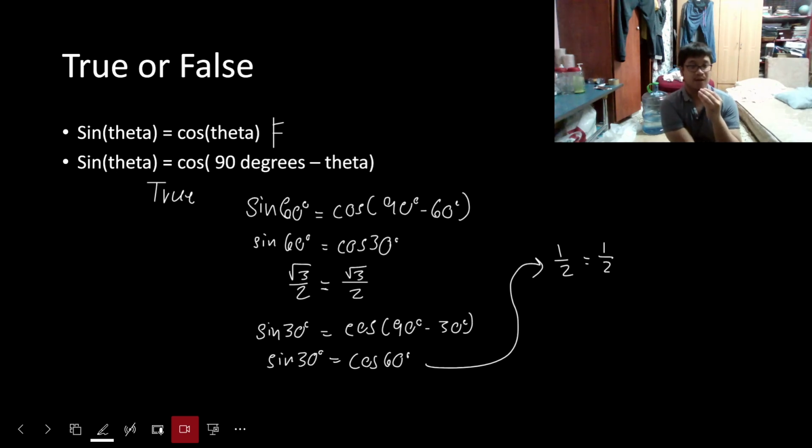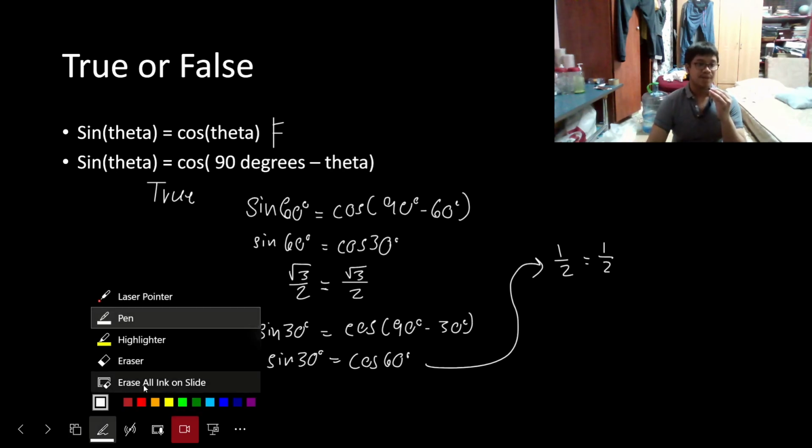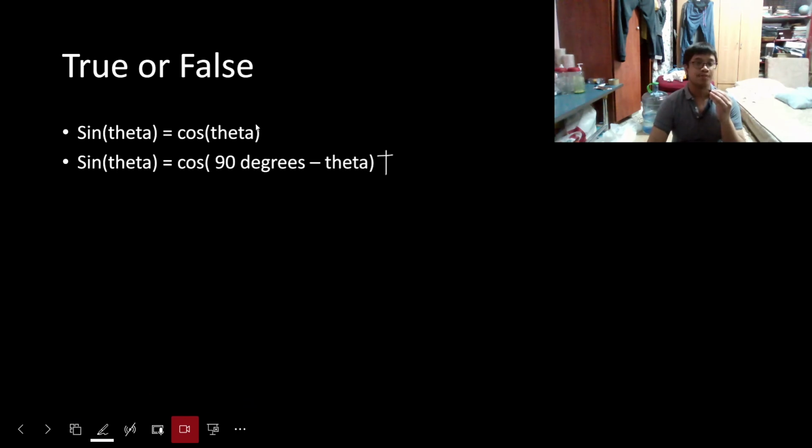Therefore, it is proven that sine of theta is the same as cosine of 90 degrees minus theta. You can try other different angles. Even if the angle is not a special angle, you can try it and experiment by yourself. Okay, so we're done with the second problem. So this is true. The first was false.